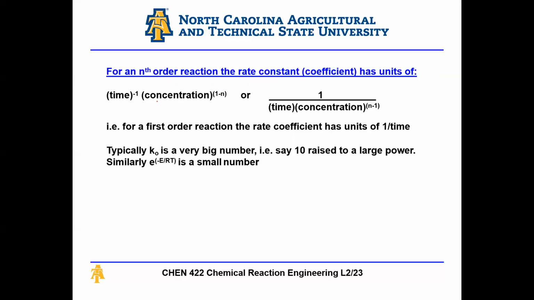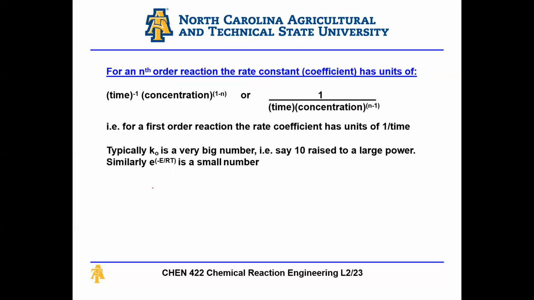If it's a second order reaction, it becomes 1 over second per concentration, which is usually mole per meter cubed, whatever it is. This is the formula you're going to use to determine the units of your reaction rate constant.